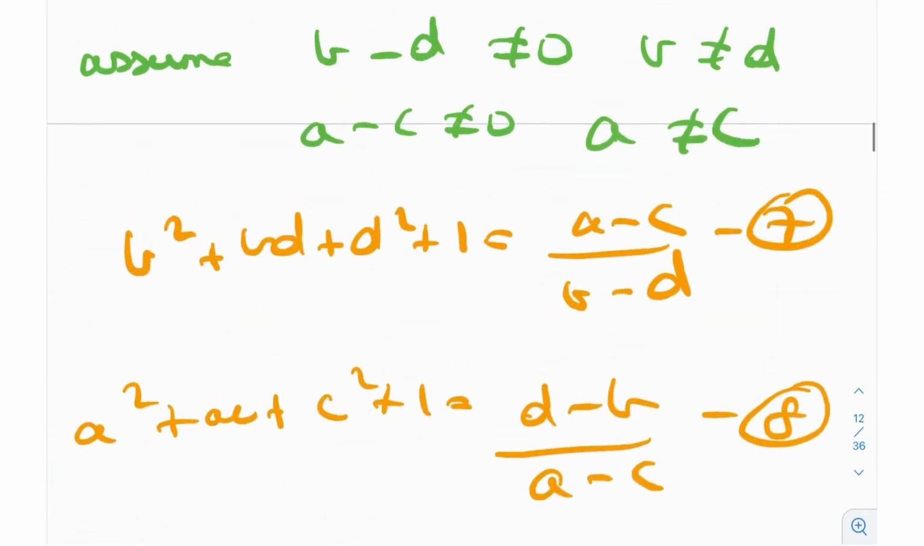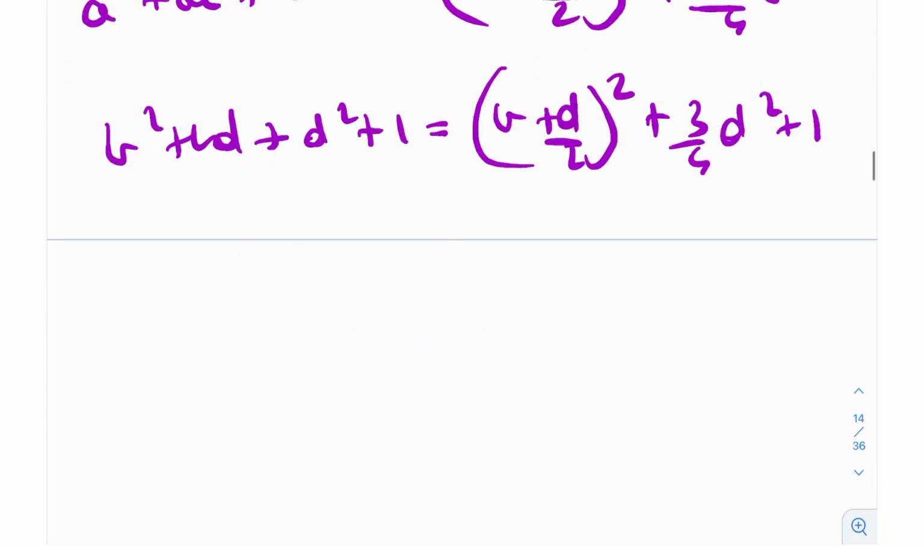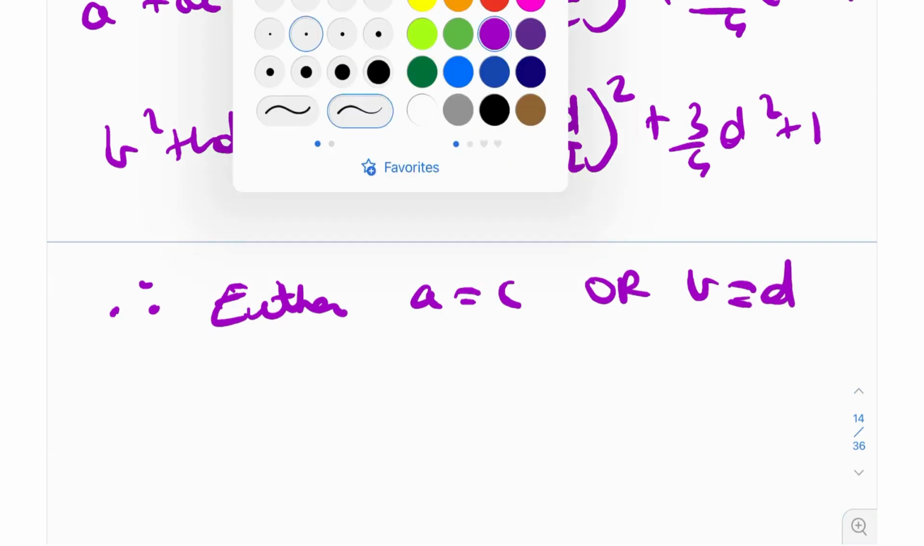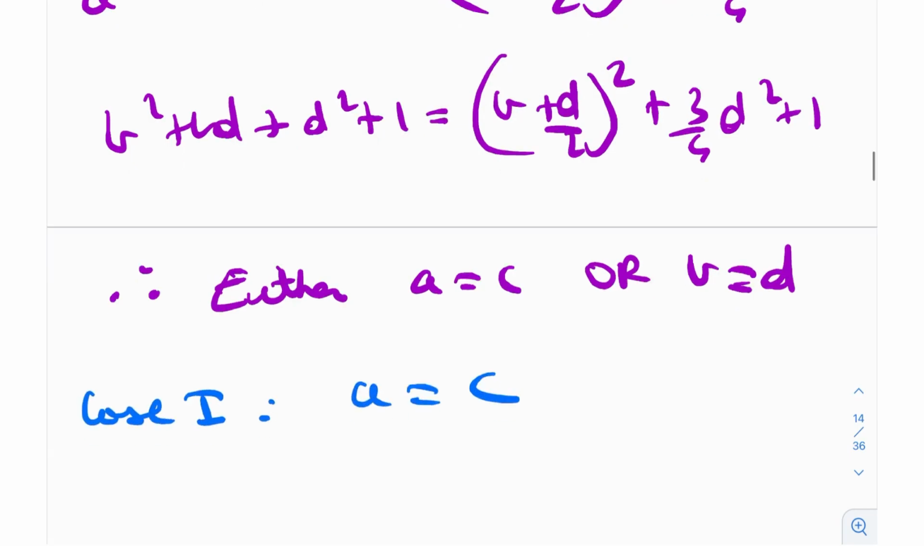So therefore, the assumption is incorrect. The assumption that both of these will not be equal to each other is incorrect. Therefore, either a is equal to c or b is equal to d, right? We can't say that both of them are happening. So let's take case 1, that a is equal to c.